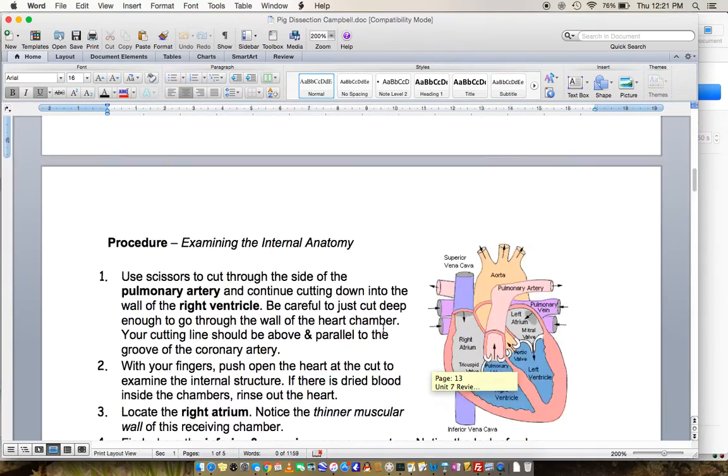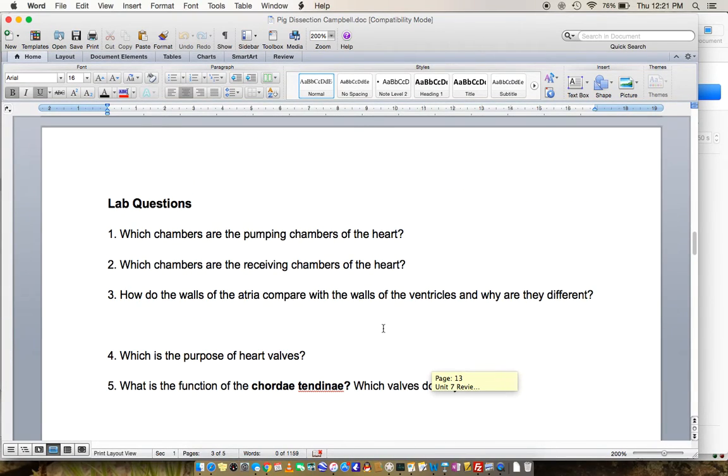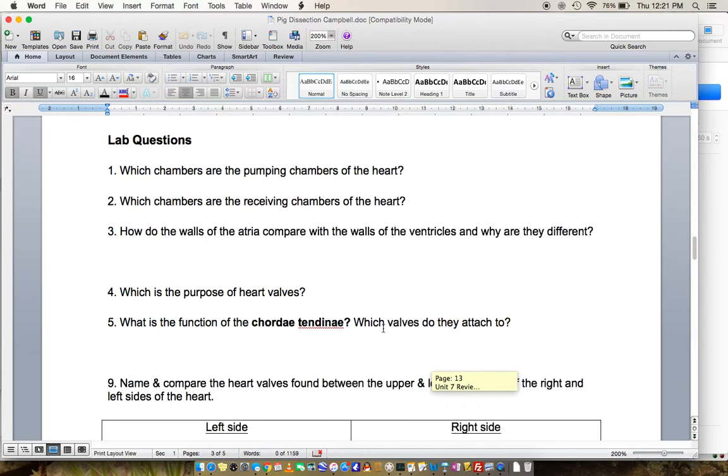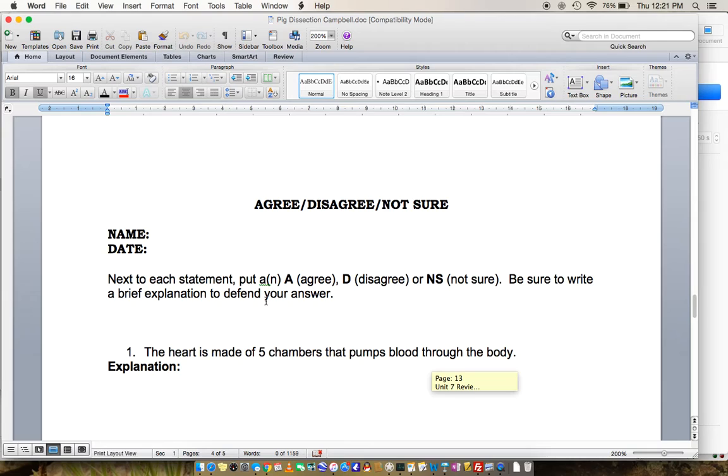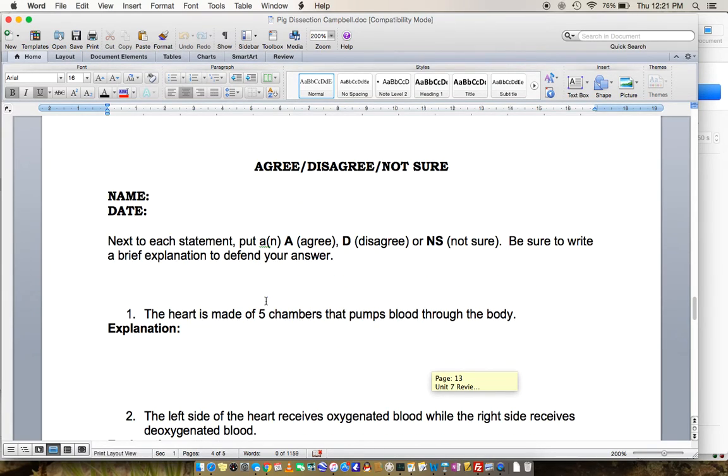However, what I've given you as a review is the lab questions, okay? The lab questions are review because the test is on the circulatory system and the heart. So do your lab questions as a review. And then there's an agree-disagree worksheet as well, which is another great study guide.